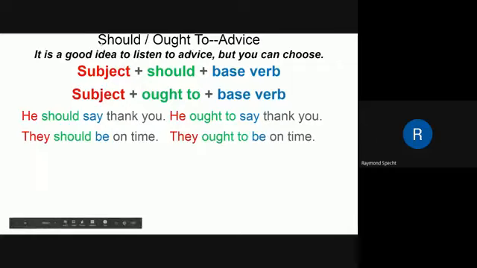All right. Should and ought to, advice. It is a good idea to listen to advice, but you can choose. Subject plus should plus the base verb. This is your formula here. Remember about this when I talk about our grammar. This is your formula, how you're going to make sentences when you write them and how you're going to form sentences when you speak them. Subject plus ought to plus base verb. Remember your formulas. How do you do this?